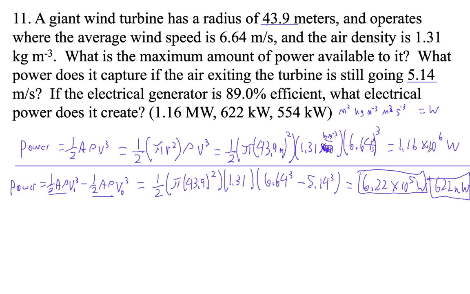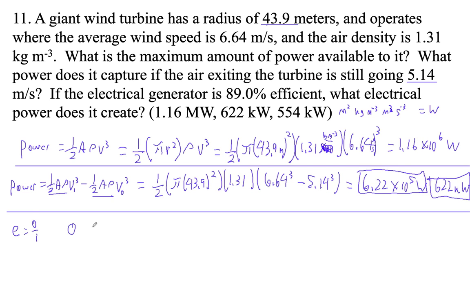If the electrical generator is 89% efficient, what electrical power does it create? So this is the energy captured by the plant, per second, that's watts. Efficiency is output over input. So output is efficiency times input. And this power captured by the turbine part is the input for this electrical generator.